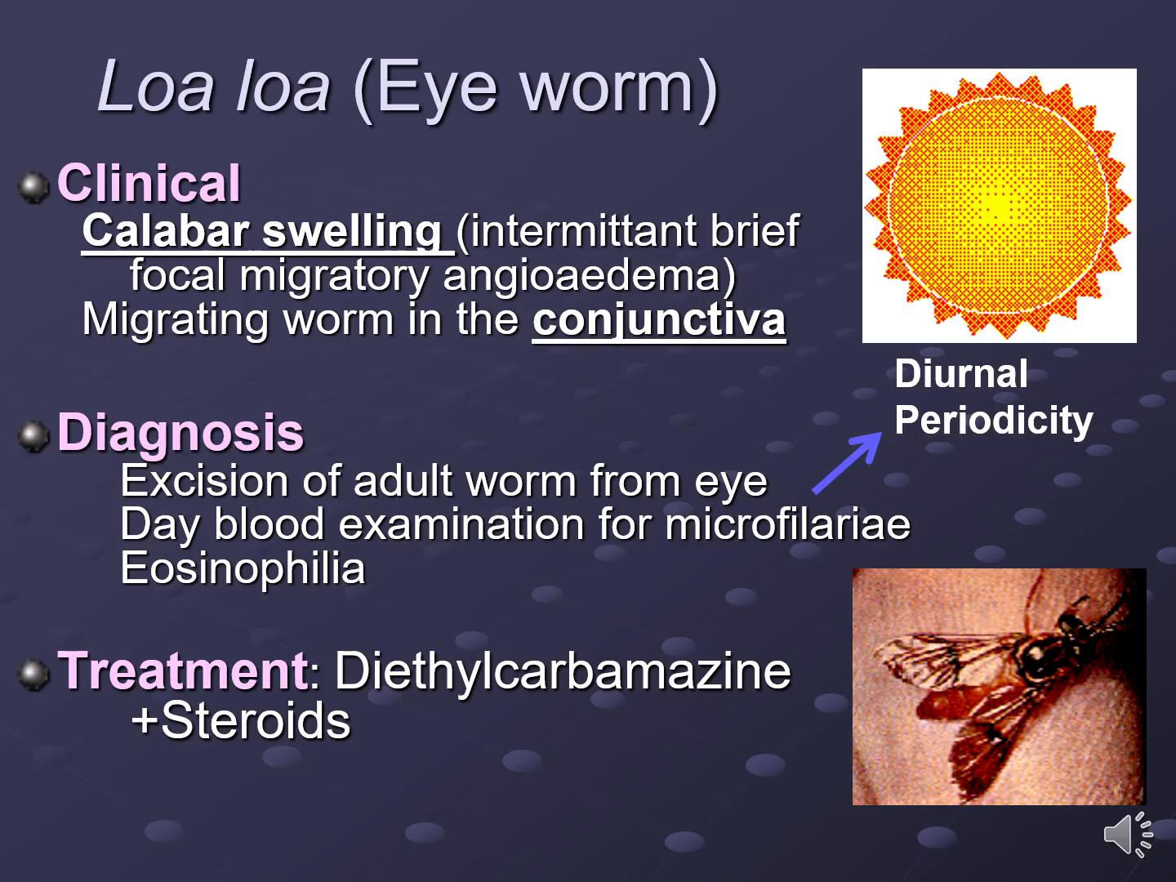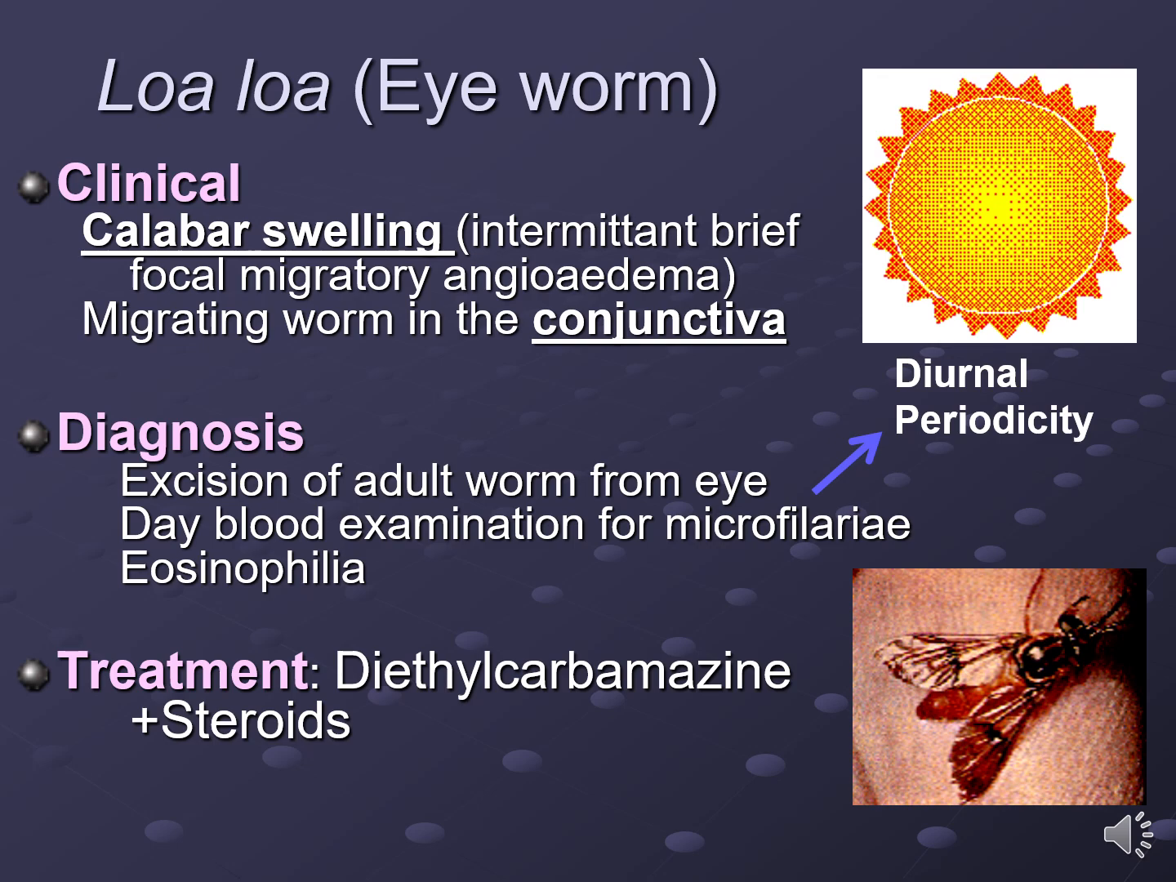Diagnosis is by excision of the adult worm from the eye. Of course, it can be done. And the day blood examination for microfilariae and eosinophilia also can be a clue. But here the blood samples have to be taken at daytime. The best time probably would be around noontime, because it has got diurnal periodicity.